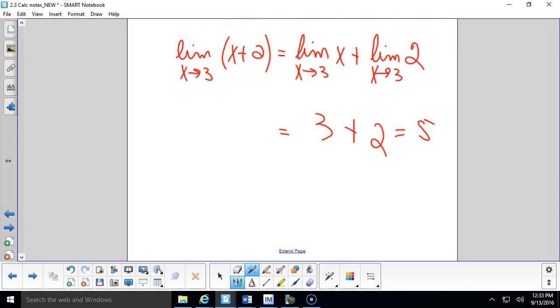Now, does it make sense that as x approaches 3, x is getting closer and closer to 3? So the limit is 3. It's not supposed to be hard. It's like, yeah, duh. What's 2 getting closer and closer to as x gets closer and closer to 3? 2.